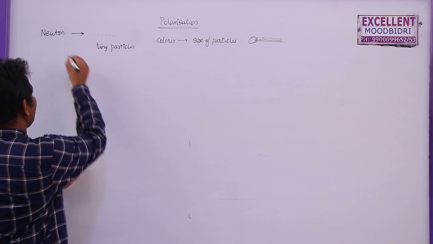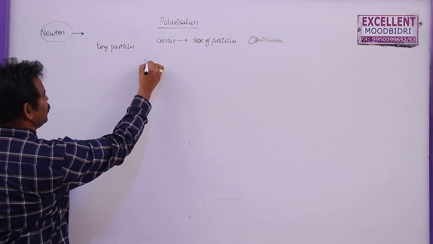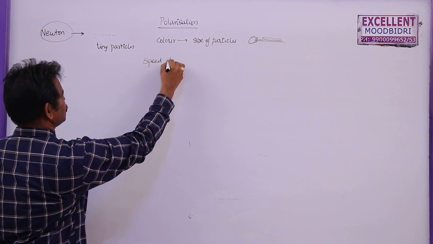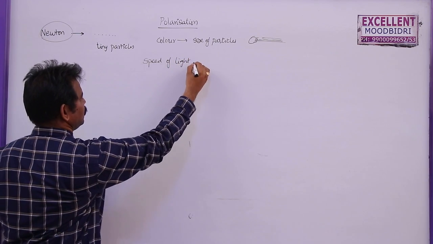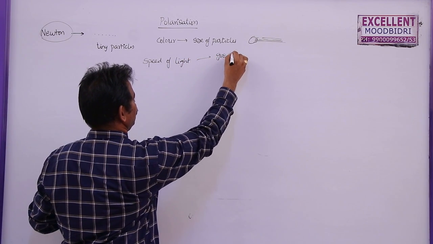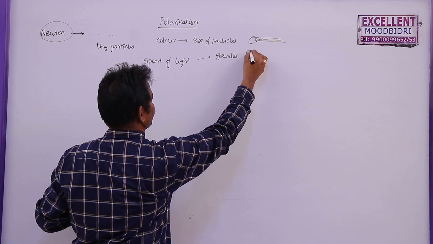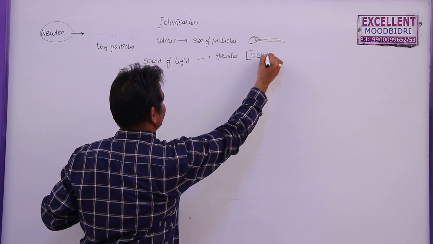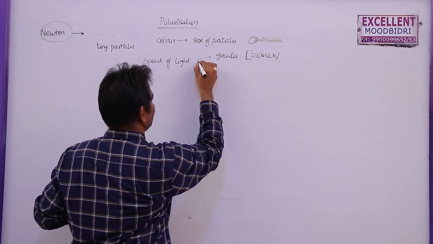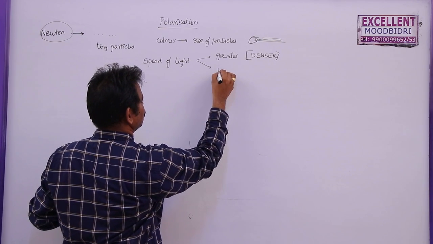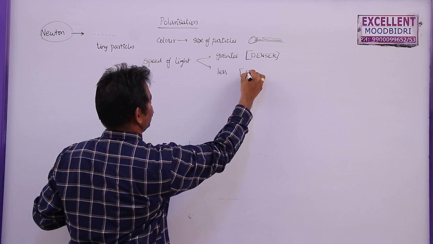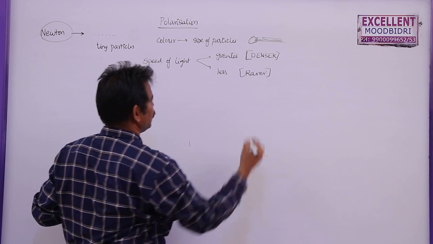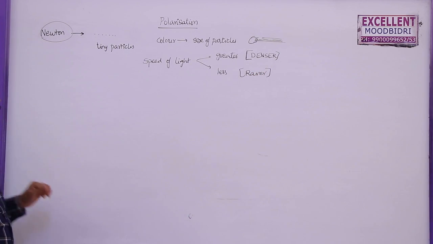Now, according to Newton, the speed of light is greater in a denser medium and less in a rarer medium, but afterwards it was proved wrong by other scientists.